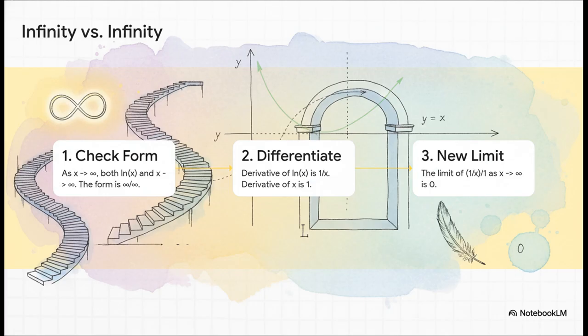Derivative of ln x is 1 over x, and the derivative of x is just 1. So our new limit is now the limit of 1 over x divided by 1. As x heads to infinity, 1 over x heads straight to 0. And that's our answer, 0.